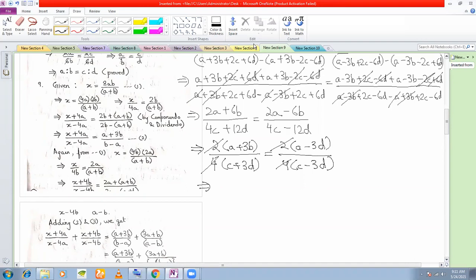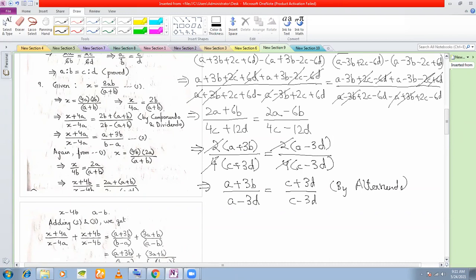Now what you do is you take the a's and b's together and the c's and d's together. So you can write this as (a plus 3b) by (a minus 3b) is equal to (c plus 3d) by (c minus 3d). This is by alternando, right? And this you can write here by componendo and dividendo.